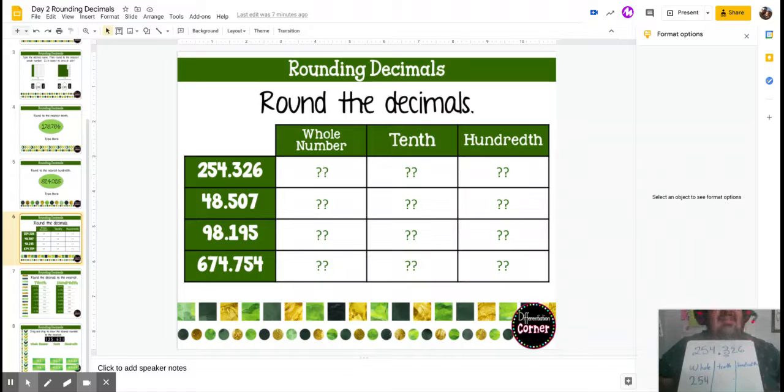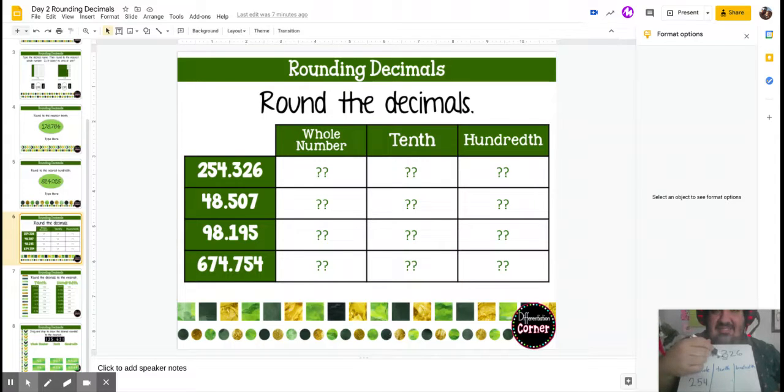And again, if you're like, Mr. Morrison, I don't remember my place value, go back to Monday's chart. Monday's chart has these place values on it. And again, you need to know your place value. Rounding's pretty important, but it's not super, super important. But knowing your place value is super important for Monday. So go back, look at that chart.